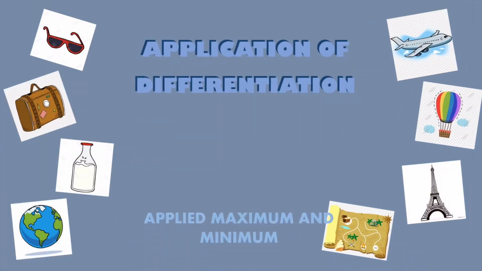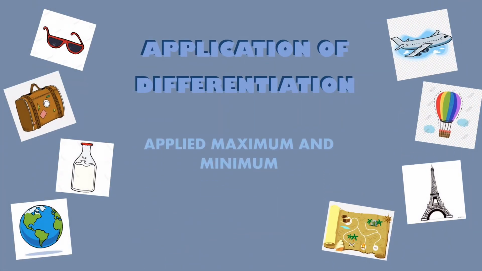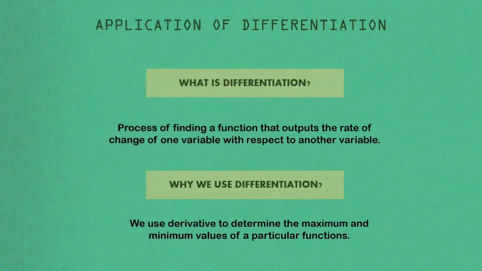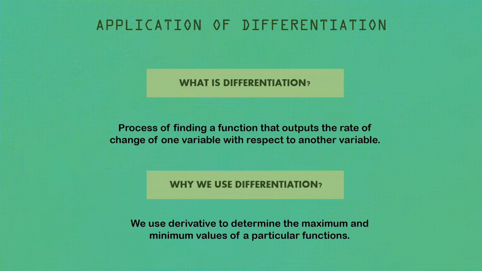We chose the topic applied maximum and minimum for application of differentiation. First of all, what is differentiation? Differentiation is the process of finding a function that outputs the rate of change of one variable with respect to another variable. And do you want to know why we use differentiation? It is because we use the derivative to determine the maximum and minimum values of a particular function.